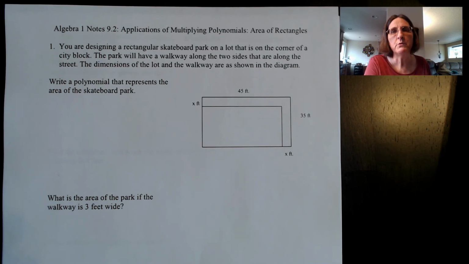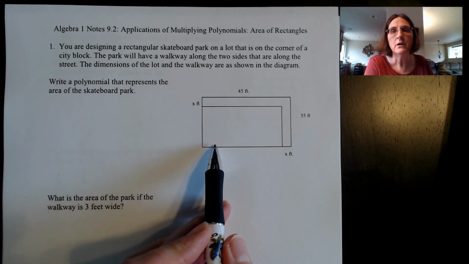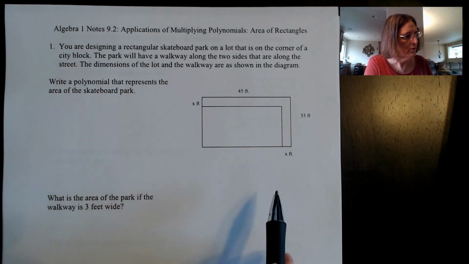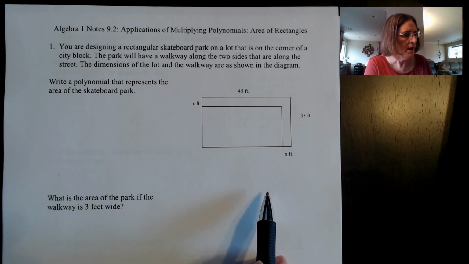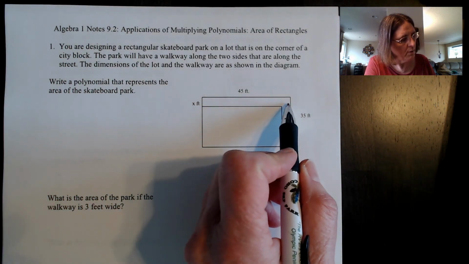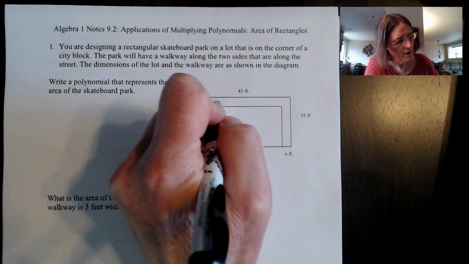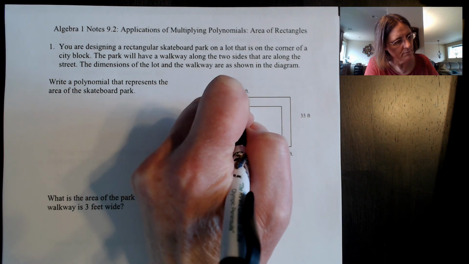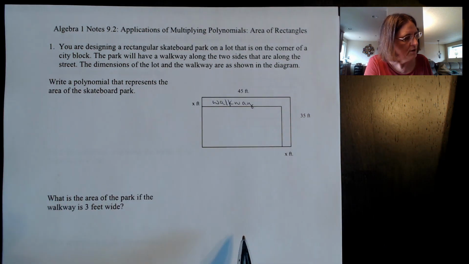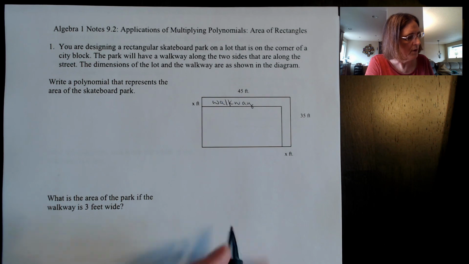So our first problem is that you are designing a rectangular skateboard park on a lot that is on the corner of a city block. The park will have a walkway along the two sides. So here's our walkway along the two sides that are along the street. The dimensions of the lot and the walkway are shown in our diagram. We want to write a polynomial that represents the area of the skateboard park.